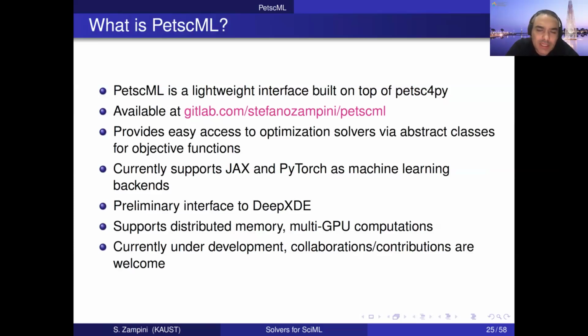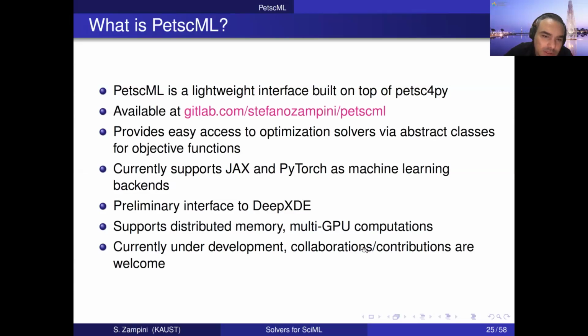So PETSc-ML is basically a lightweight wrapper on top of petsc4py, which are the Python bindings of PETSc. It is available at this URL here, and the idea is that we really want to provide easy access to optimization solvers using abstract classes for the objective function. The software currently supports JAX and PyTorch as machine learning backends, but others can be supported. And we also have some preliminary interface to DeepXDE, because some of the results that I have are for DeepONet.